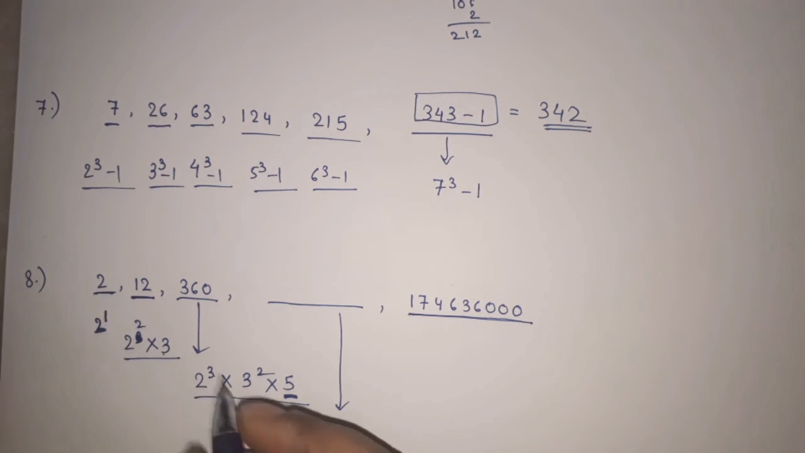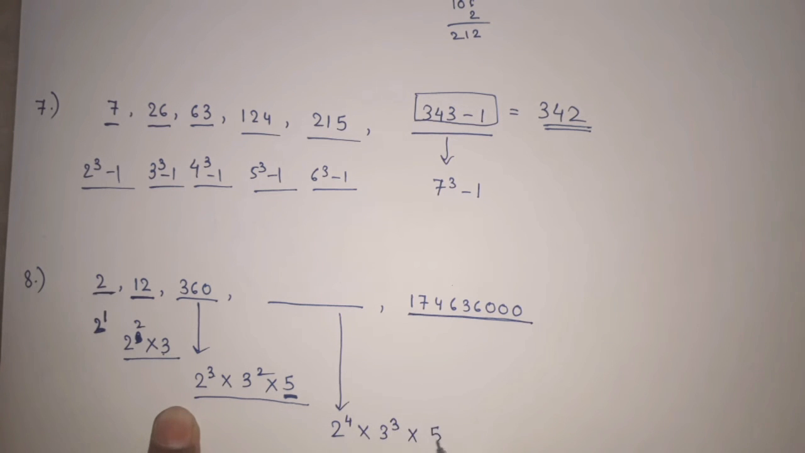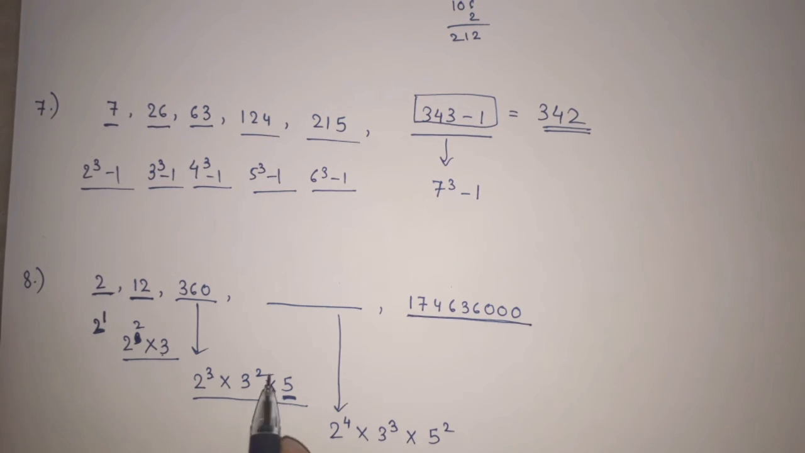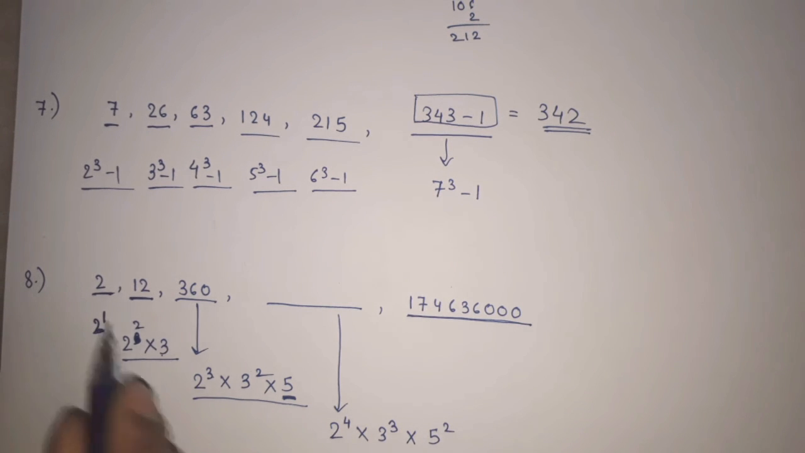Similarly, following the pattern, here the power of 2 will be increased, the power of 3 will also be increased, and the power of 5 will also be increased by 1, 1, 1. Here 2 raised to 1, 2 raised to 2, 2 raised to 3, 2 raised to 4. 3 raised to 1, 3 raised to 2, 3 raised to 3. 5 raised to 1, 5 raised to 2. And here what odd number will come? 7 will come. Got it?